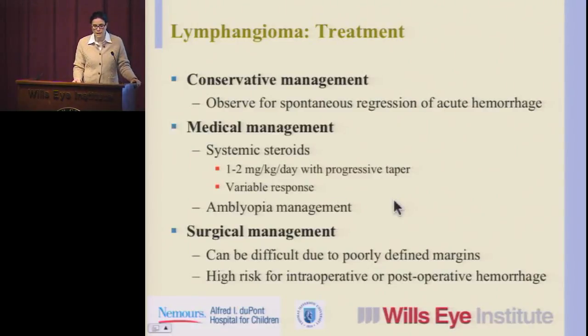Things that you can try medically are systemic steroids. It's variable. Some kids will respond pretty well and some won't. Amblyopia management, and then the surgical management, but as I say, it is a challenge. And there's also the risk that either during the surgery or after, you can have some continued hemorrhage. But really, when you're doing this, you just feel like there's no end in sight, almost.